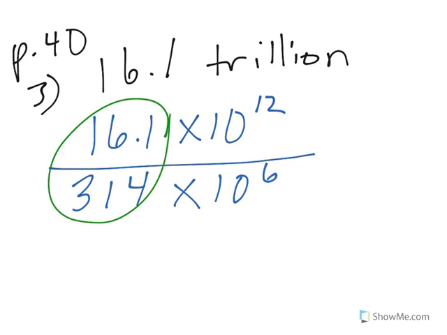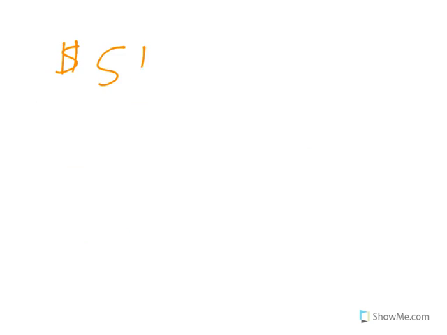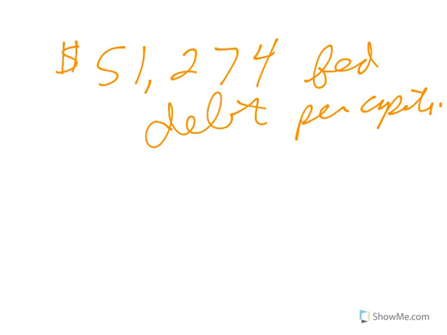Again, I'm going to divide, and I get 0.051273885 times 10 to the 6th. If I move it 1, 2, 3, 4, 5, 6 places, I'm going to round to the nearest dollar just to be tricky, and we end up with a federal debt per capita of $51,274. So if everybody in the entire U.S. right now would give the government $51,274, our debt would be wiped clean. I don't know about you, but I don't have $51,274 to give to the government.